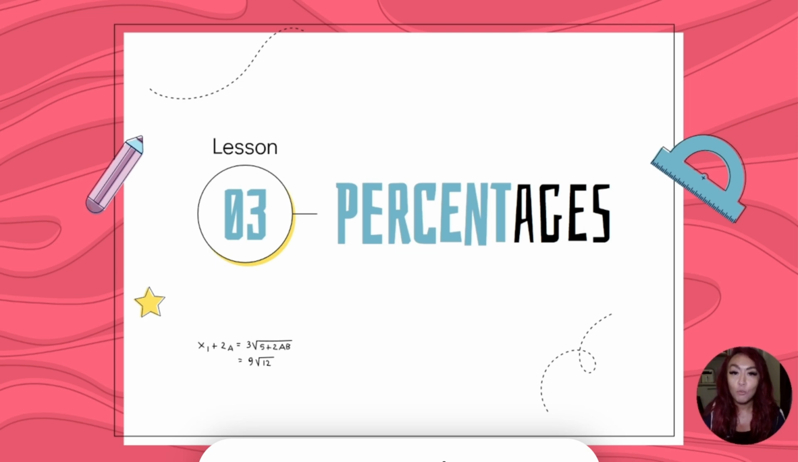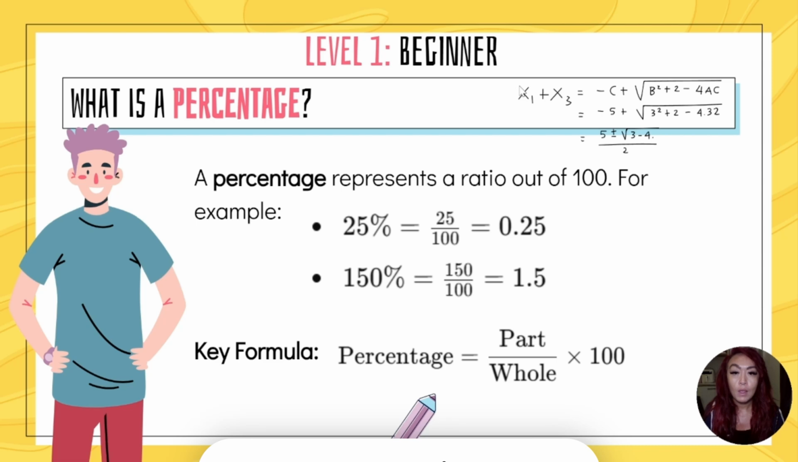Welcome to Module 4, Lesson 3, Percentages. A percentage represents a ratio out of 100. So for example, 25% is 25 divided by 100, which is 0.25. And 150% is 150 divided by 100, which is equal to 1.5.